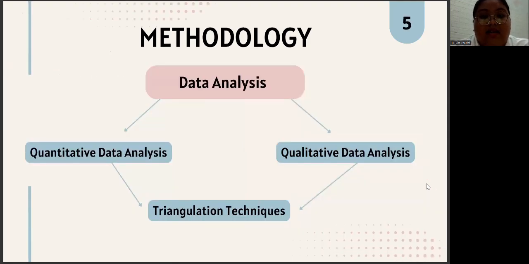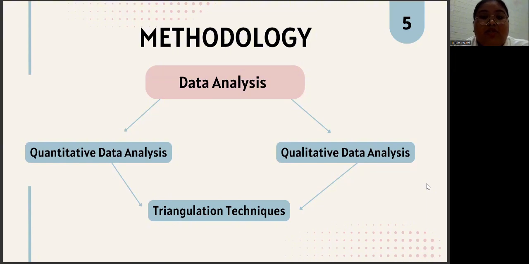The next question: how was the data analyzed? Based on the information in the article, the data in this study was analyzed using quantitative and qualitative data analysis. In quantitative analysis, quantitative data were collected through a questionnaire distributed to the students. The results of the questionnaires are presented in the form of percentages for each question.